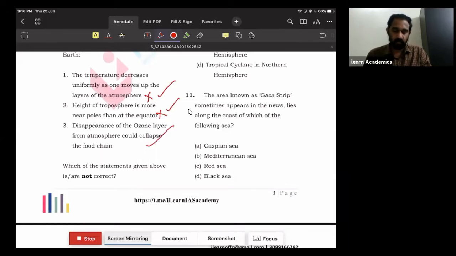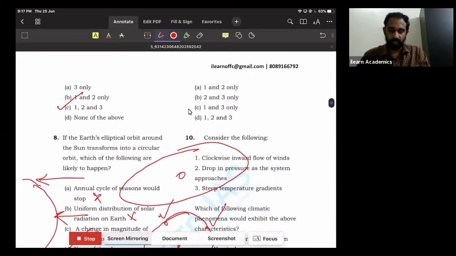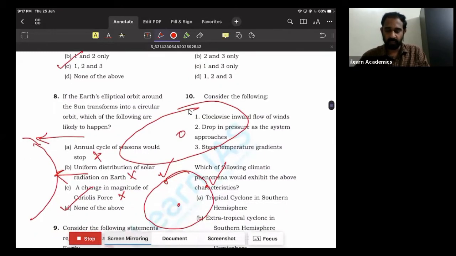So here you have to be very careful. You have to identify the not correct statement. We know statements 1 and 2 are not correct. The answer is A, 1 and 2 only. Statement 3 is a correct statement.